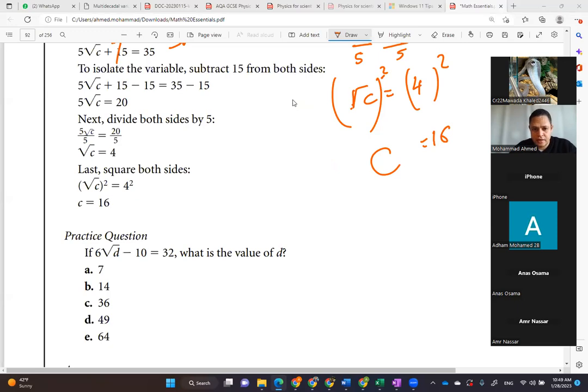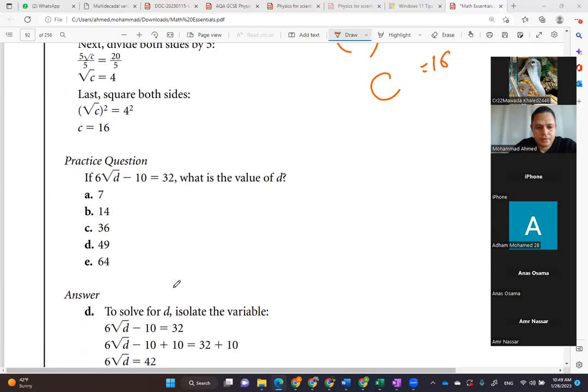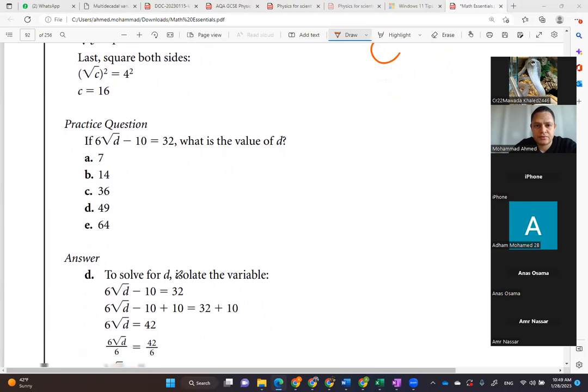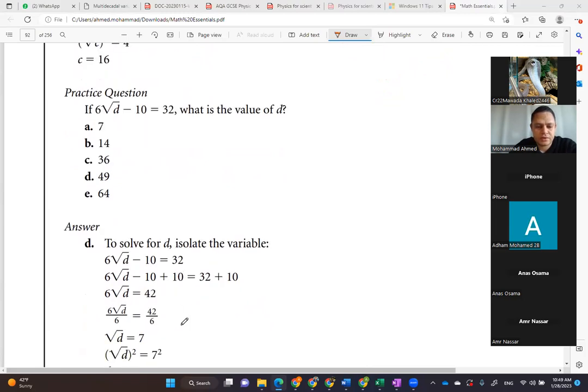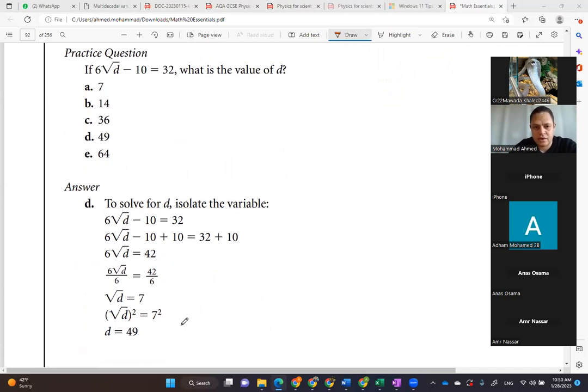Okay, I have D, A, and D. So I have many answers A and many answers D. Let me check which one is right. We move negative 10 to the other side, so it's going to be 42. So 6 square root of D equals 42. We divide by 6, so square root of D equals 7. Squaring, D equals 49. So the answer is D. Guys who said A, be careful. The answer is D.